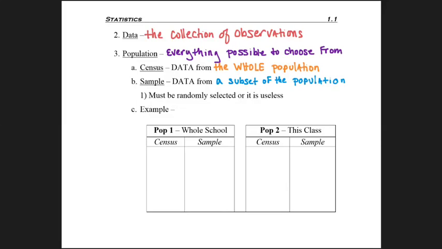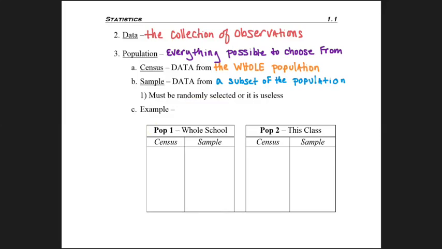So when it comes to sample data, keep in mind that you need to use some sort of random selection item or process, and we'll go into some other types of random items in the upcoming pages. But first, let's go ahead and look at the definition of census and sample. So I'm going to do two examples.